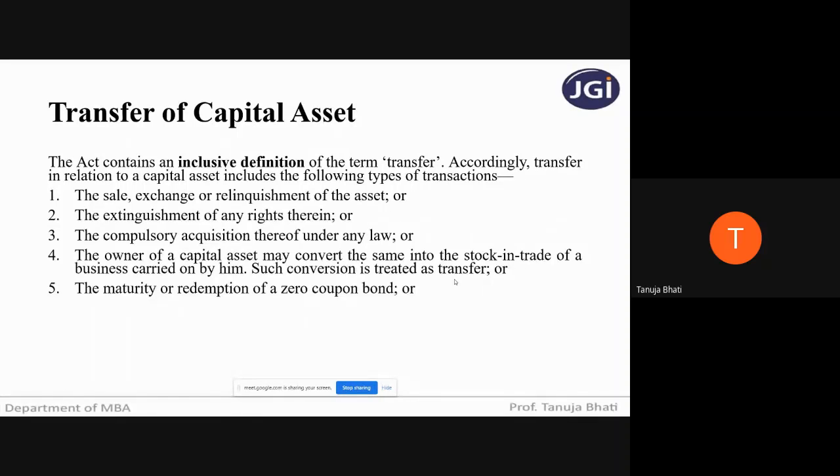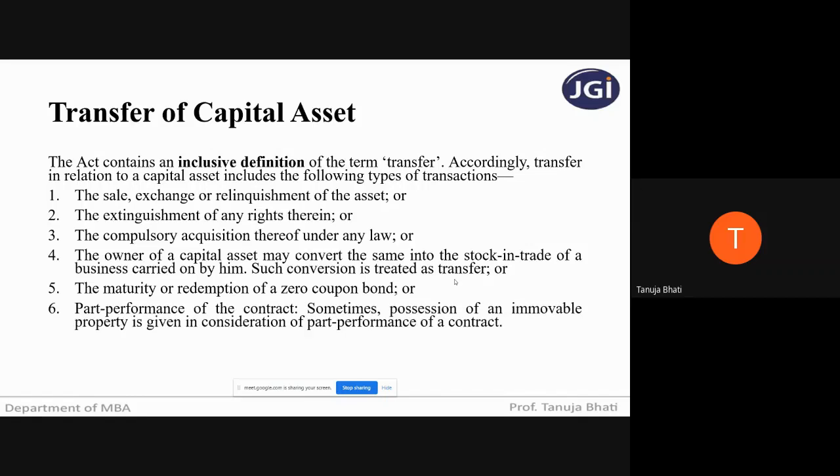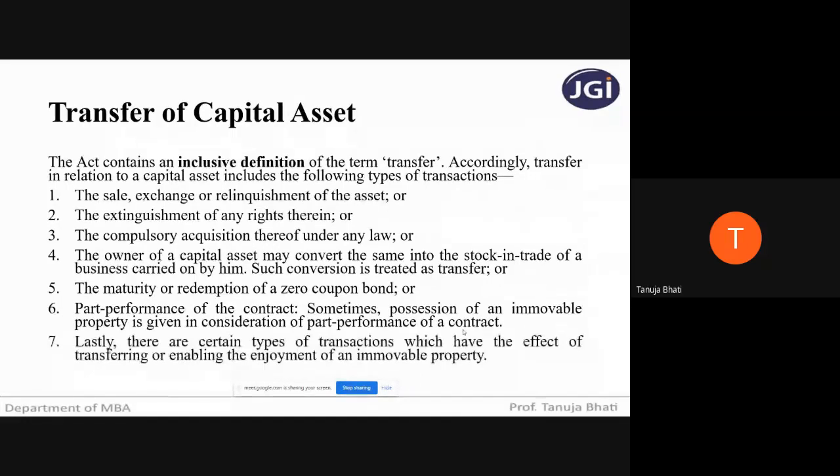Then the maturity or redemption of a zero coupon bond, that also is regarded as a transfer. Zero coupon bonds are bonds which don't carry any interest rate. So when it is getting matured, or when you are redeeming it, repaying it, it is also regarded as transfer. Then part performance of contract. Sometimes possession of an immovable property is given in consideration of part performance of contract. So many a times, if two persons have entered into a contract, and if a part of that is being performed in exchange of an immovable property, that is also regarded as transfer.